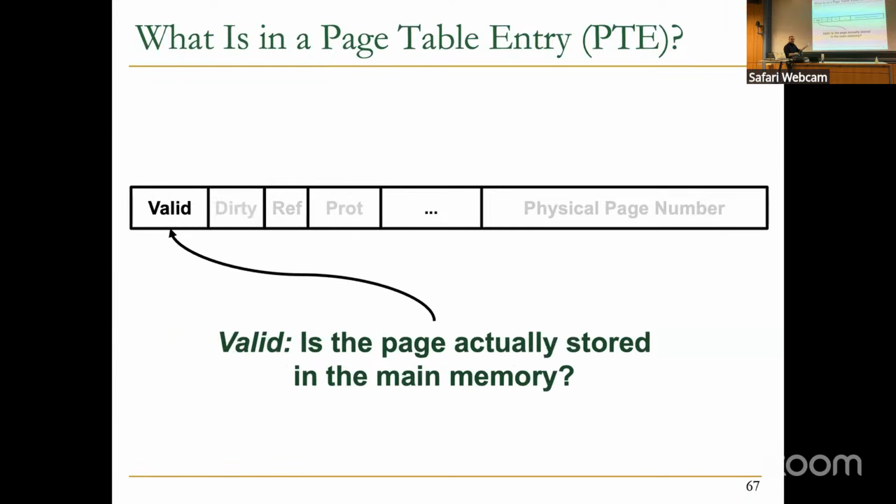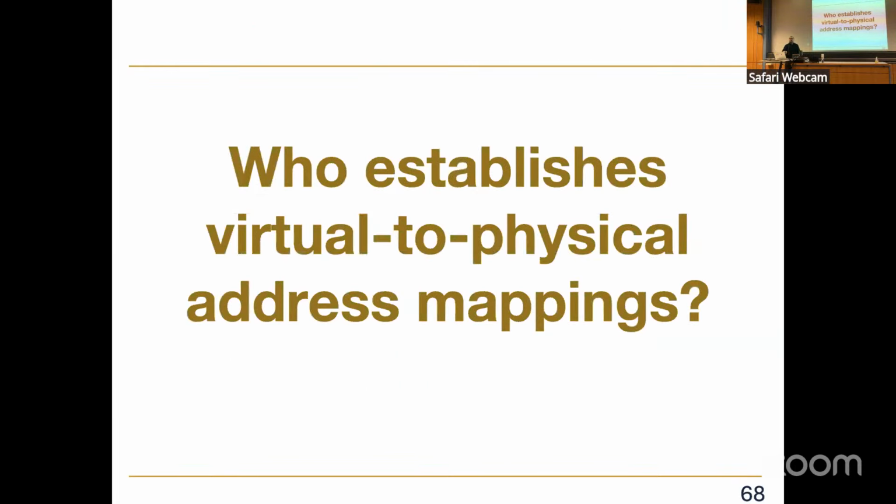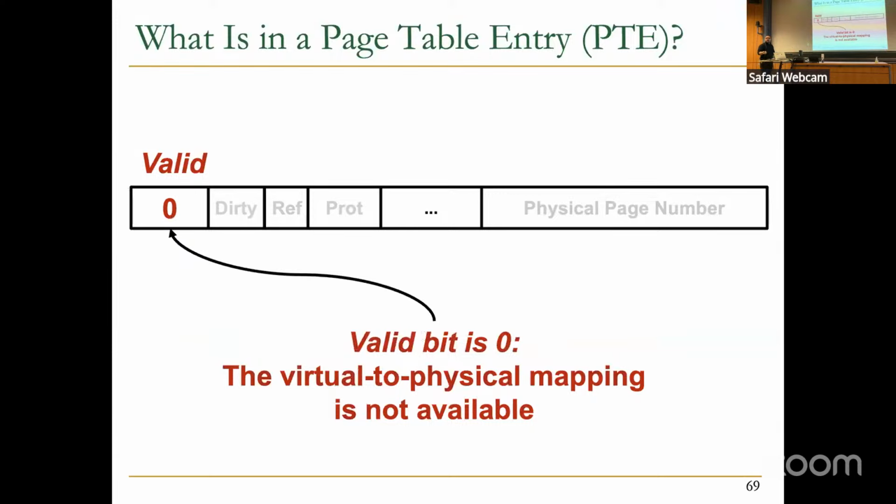It also has the validity bit. Is the page actually stored in the main memory? The validity bit tells us, oh, this is not stored in the main memory, so there's no way you can access it, right? And this is what I'm going to discuss first: the scenario where the validity bit is 0. Validity bit 0 means that the virtual-to-physical mapping is not available yet.